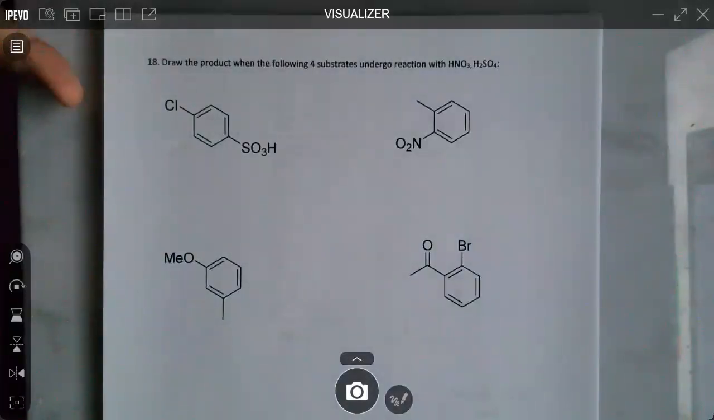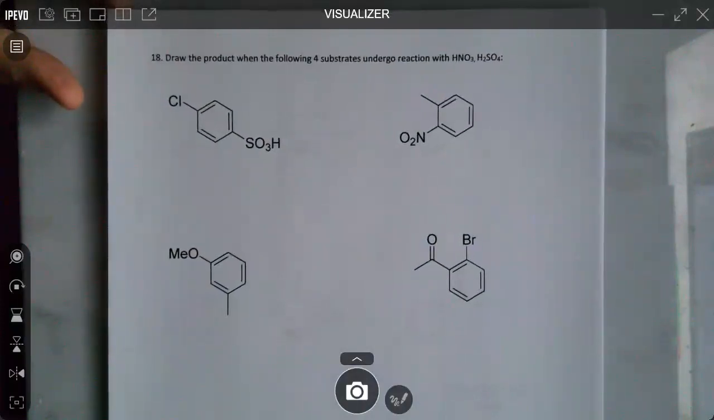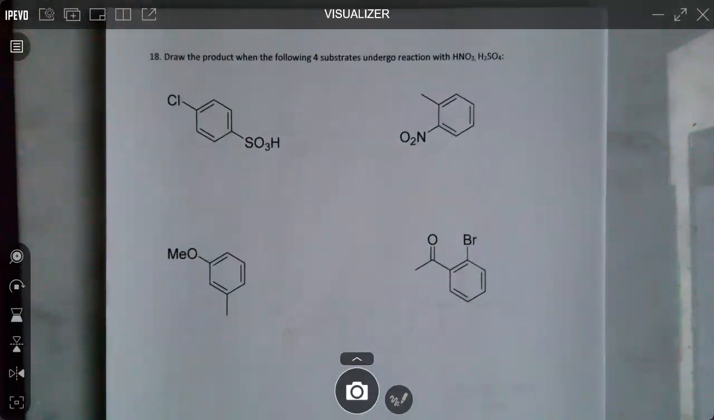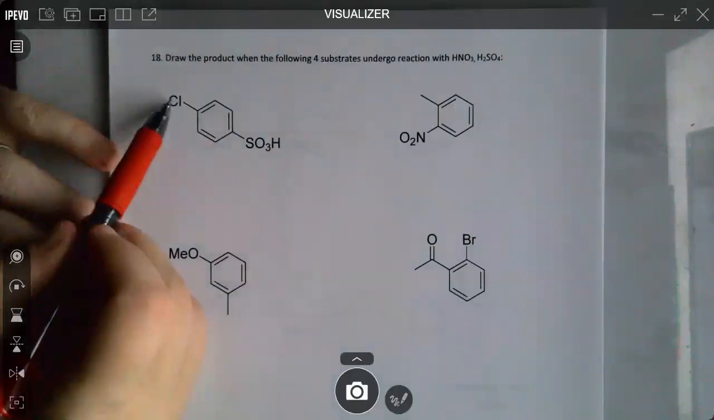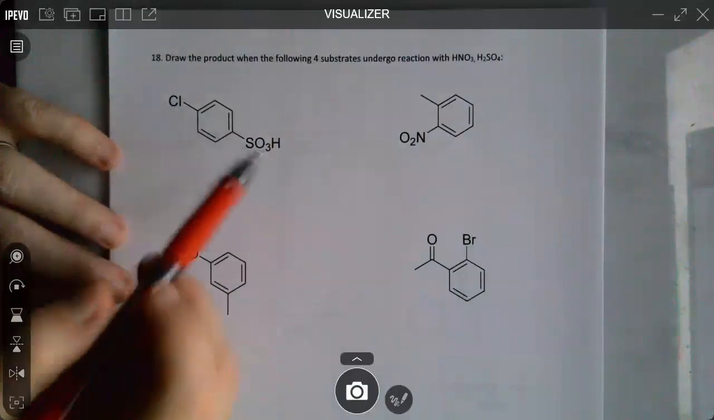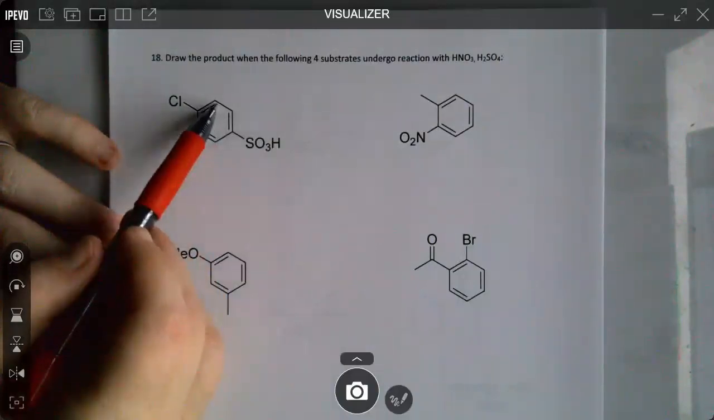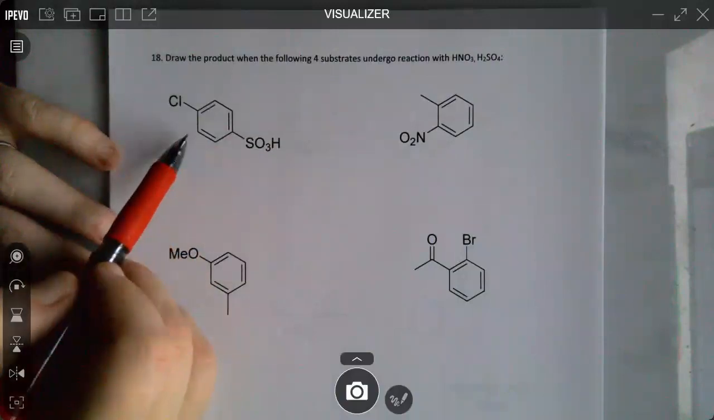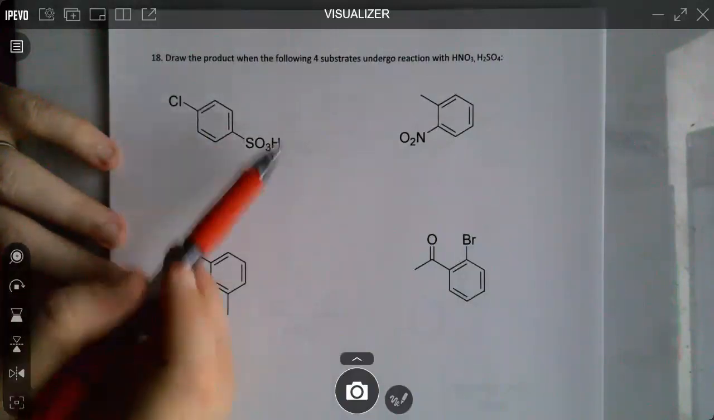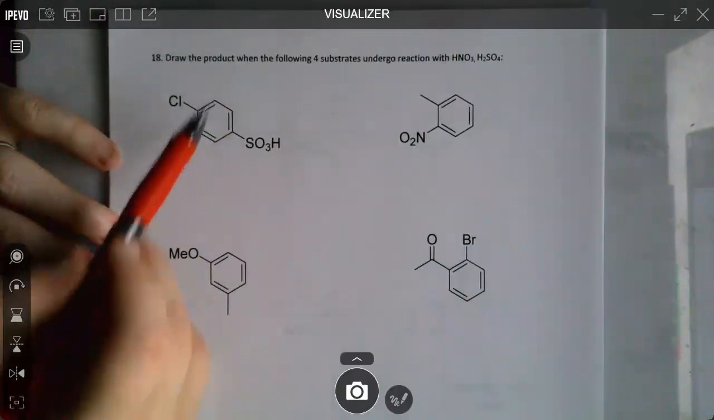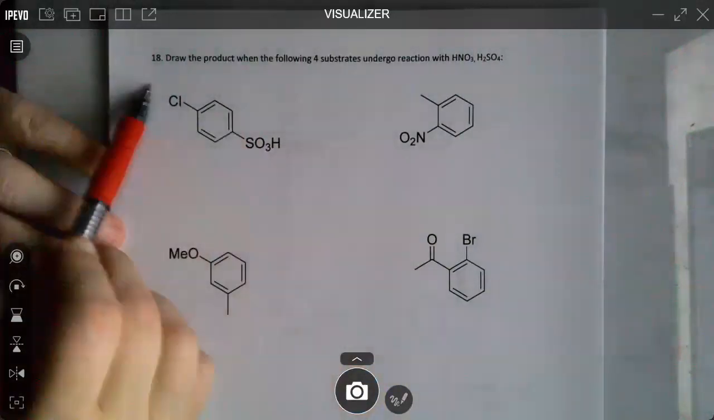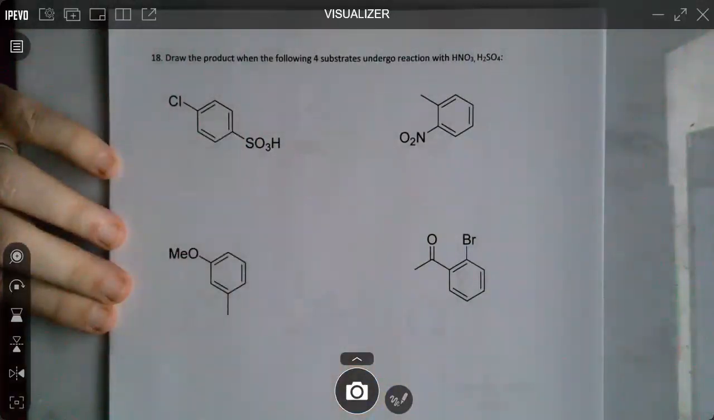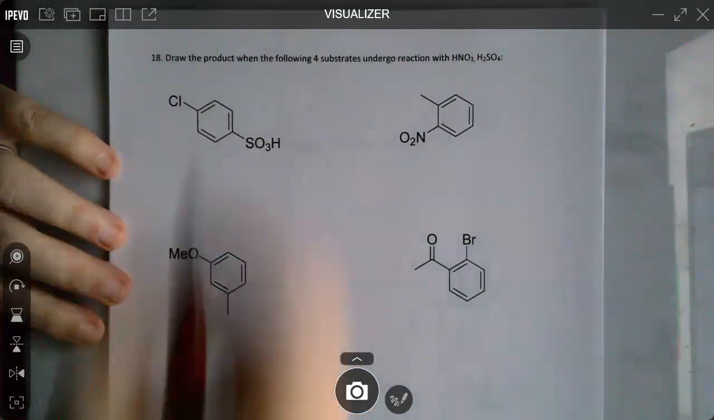So draw the product when the following 4 substrates undergo reaction with nitric acid and sulfuric acid. So now we have to look at multiple groups and where they're directing. So we have the chlorine directing ortho-para, and the para position is blocked. So it's going to direct to these ortho positions. And the sulfonyl group will also direct to the same positions because it's a meta director. So these positions are equivalent because of the internal plane of symmetry. So we just need to put the nitro group on one of those 2 carbons.